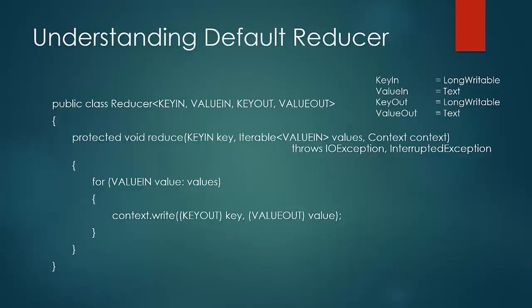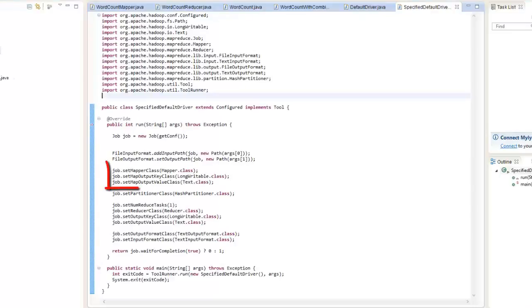Let us look at a default driver which is explicitly specified. As discussed, the default mapper class is mapper and key is long writable and value text. Default partitioner is hash partitioner. Default number of reducers is 1. Default reducer is reducer.class and output key is long writable and value is text. Set output and input format is not what we have discussed till now, and it is what we discuss in the next lesson.